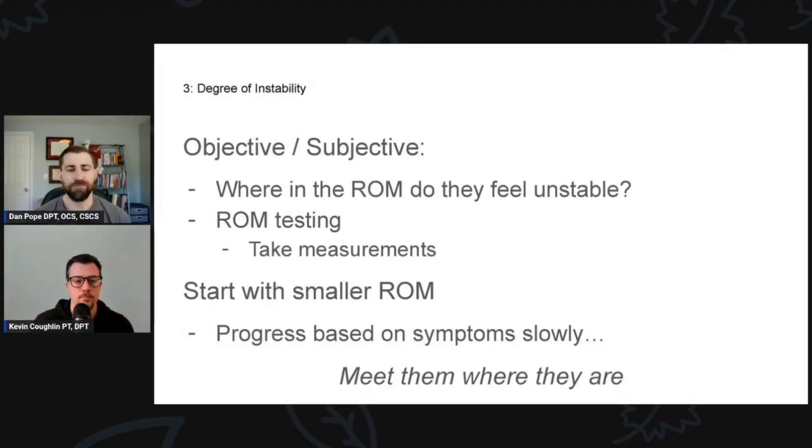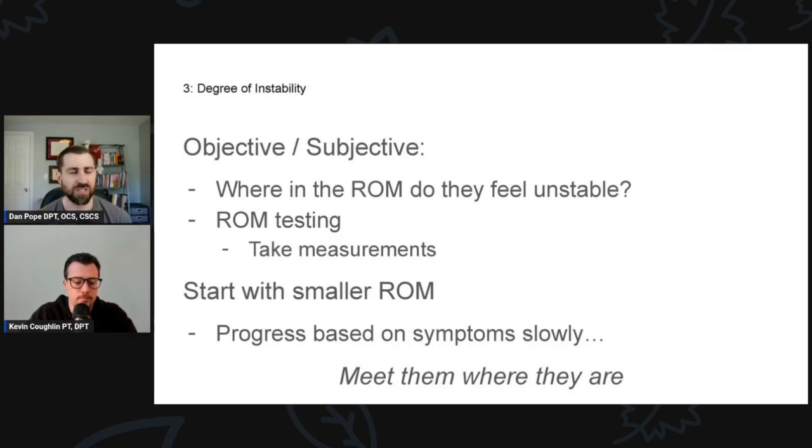Number three, degree of instability. And I think largely what this comes down to is how bad is it? Now, a lot of times this is going to come down to what you're seeing in the MRI. So, how much tearing is there? Is there going to be bone loss? So on and so forth.